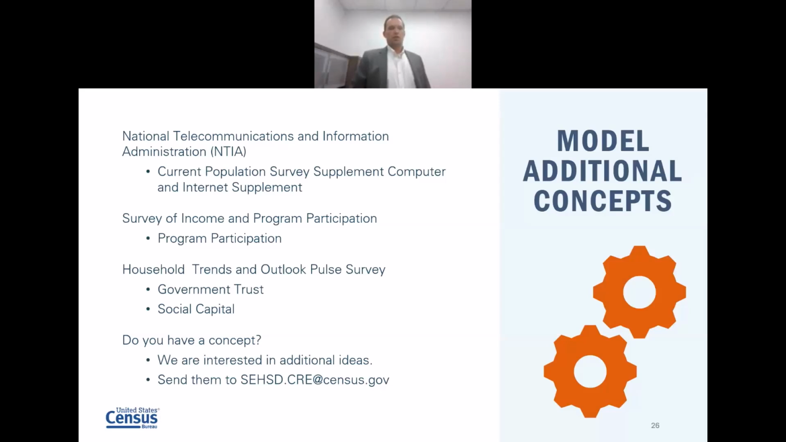But there are a number of different concepts that we've received interest in creating these estimates for as well. We've been approached by the National Telecommunications and Information Administration about the idea of using cross-survey modeling to create more granular data from their Current Population Survey supplement, which looks at computer and internet use. We've also been discussing internally using this to look at program participation in the Survey of Income and Program Participation here at the Census Bureau, as well as utilizing it for our Household Trends and Outlook Pulse survey to measure concepts such as government trust or social capital.